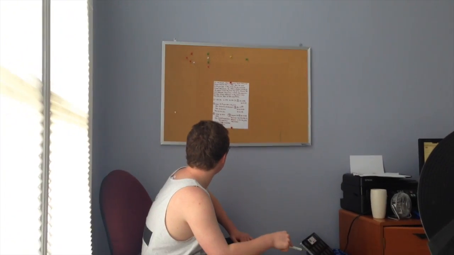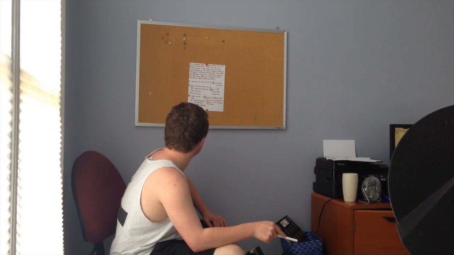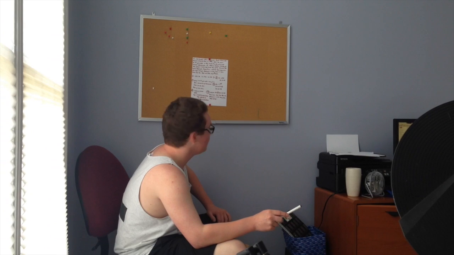And then to verify, we see that it is an SRS, and if you multiply n times p, it is greater than 10. Also, if you multiply n times 1 minus p, it is also greater than 10. And we can also say that the population is 10 times greater than the sample size.